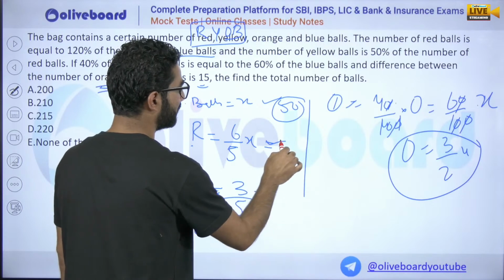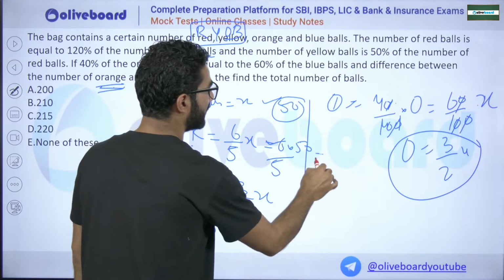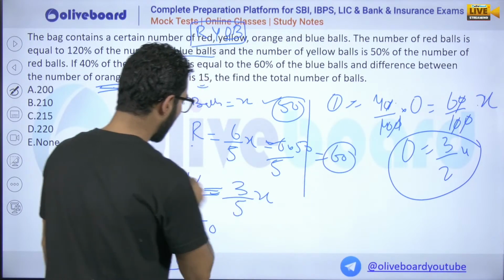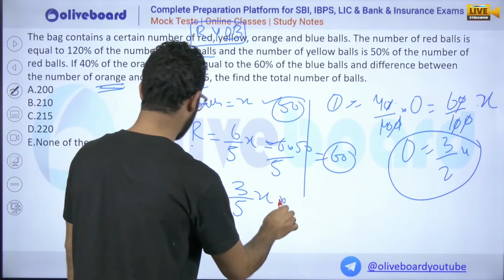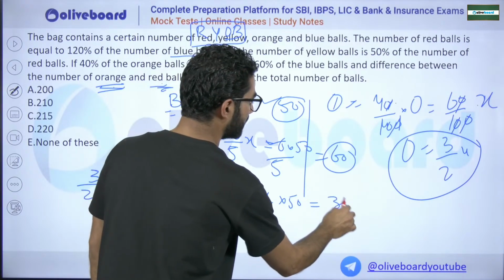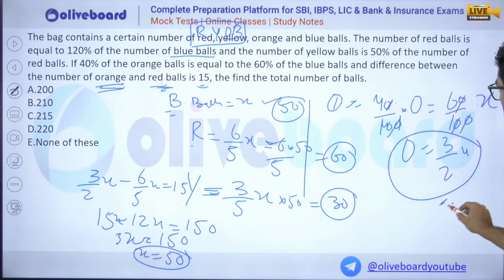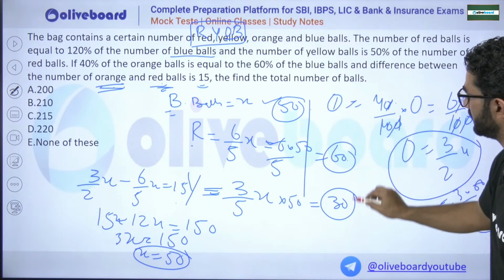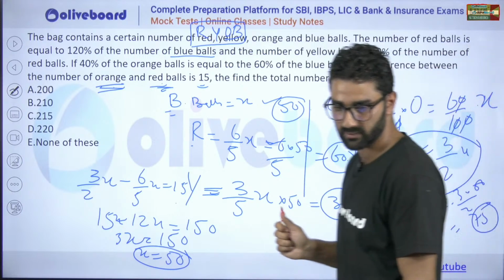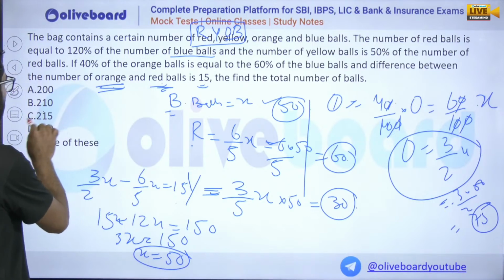How many red balls? You calculate 6 into 50 upon 5, this will be 60. How many yellow balls do we have? If we multiply this with 50, this will be 30. And how many orange balls? 3 multiplied by 50 divided by 2, that will be 75. Just add these, and you get the total, which is 215. So 215 will be the correct option for this.